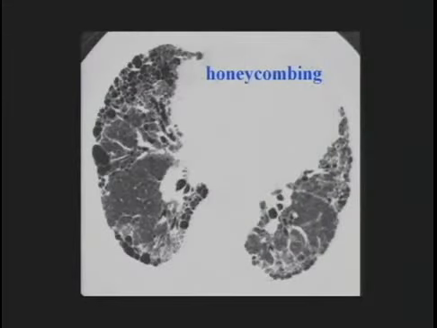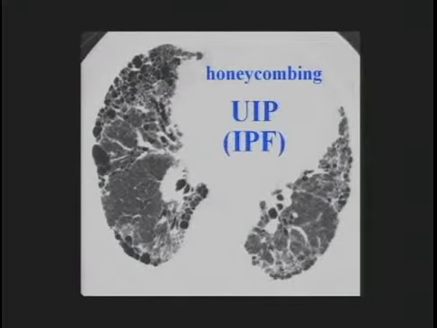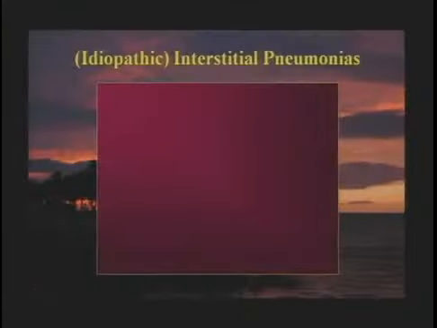The next finding I'm going to talk about, another reticular abnormality, is honeycombing, and I think you can recognize this as honeycombing. It's a very nice example. This is a patient who has usual interstitial pneumonia, UIP, due to the lung disease idiopathic pulmonary fibrosis, IPF, and we'll talk further about both of those.